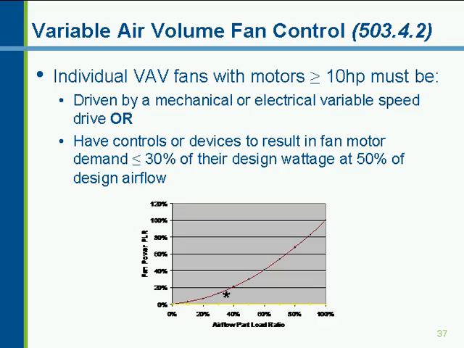Variable air volume fan control. If you've got a variable air volume system with a fan motor greater than or equal to 10 horsepower, that fan motor must be either driven by a mechanical or electrical variable speed drive, or have controls or other devices that result in a fan motor demand less than 30% of the design wattage at 50% of the design airflow. An example of that might be a vane axial fan with a variable pitch blade might meet that requirement. And that's shown on the fan part load curve below, the point at which it must meet 30% fan power, 50% airflow.